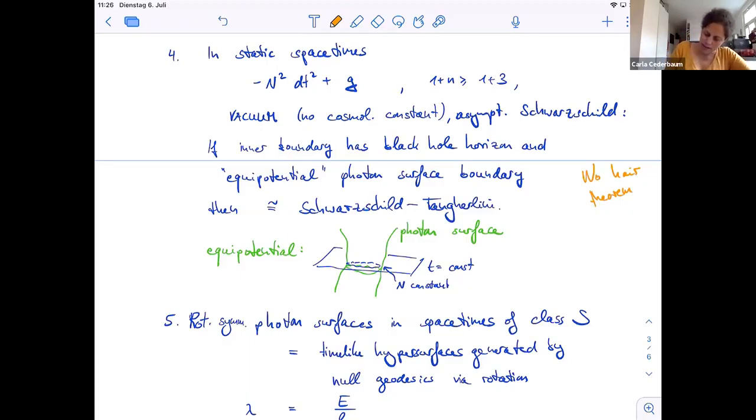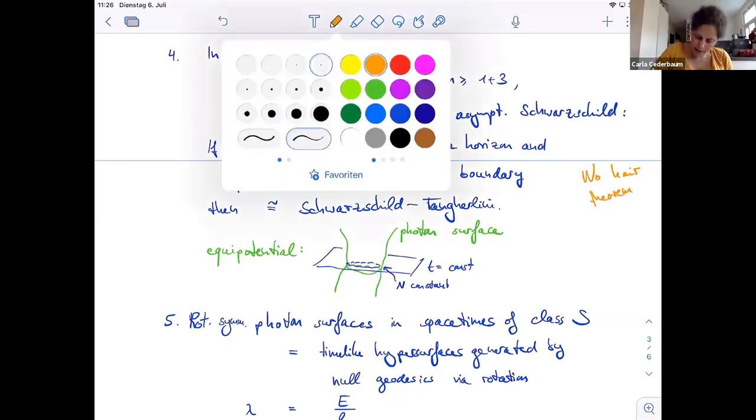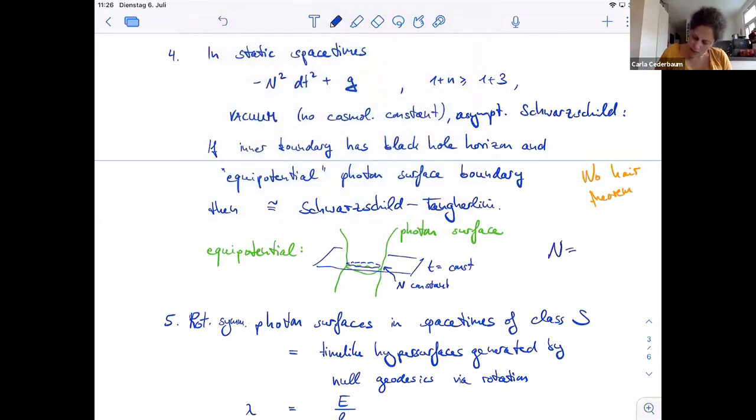If I have a photon surface, like in this picture, the green surface, it's a time-like umbilic hypersurface, and I intersect it in the static spacetime with a t equals constant slice. So any of the slices orthogonal to the Killing vector field, then I want the lapse function to be constant on this cross-section. In other words, the lapse function along the photon surface can only depend on its time component, not its spatial component. So in some sense, you can write this as n, the lapse function, being a function of t along the photon surface.